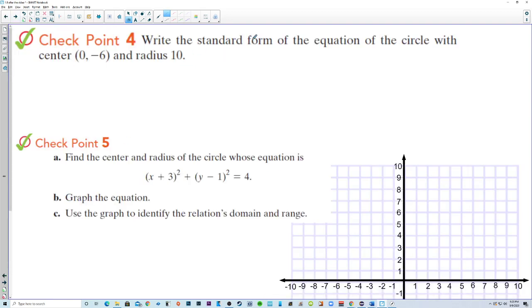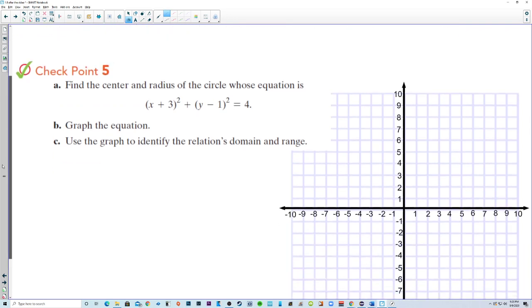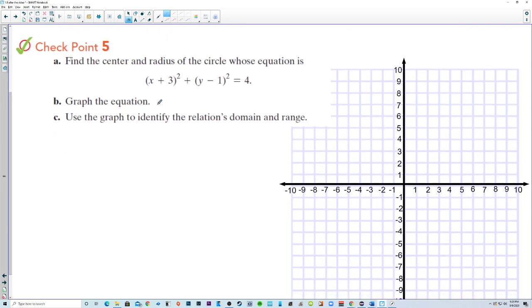All right, the standard form of the equation of the circle with center 0, -6, and radius 10. It's going to be x squared plus y plus 6 squared. It's always minus, so y minus -6 is y plus 6, and that's equal to 100. Square the radius.